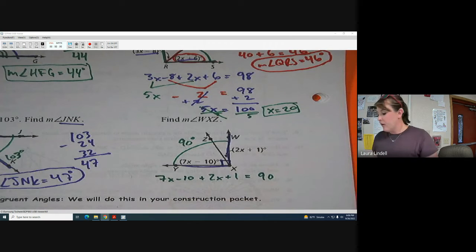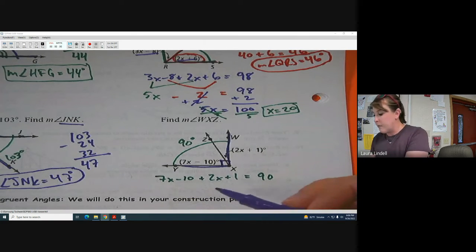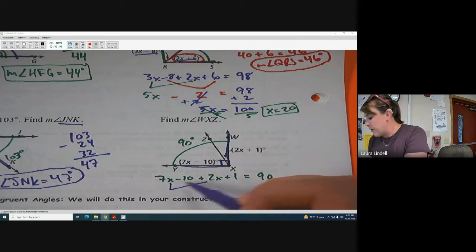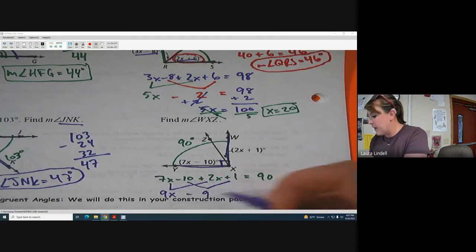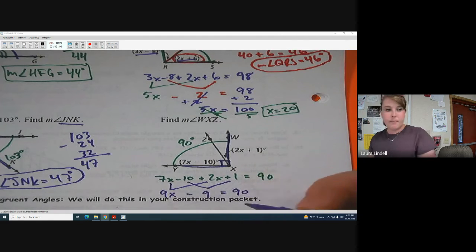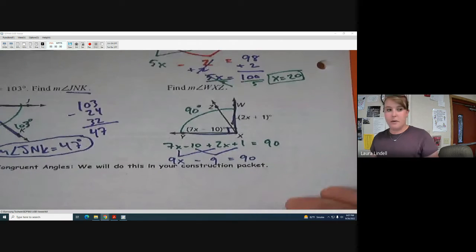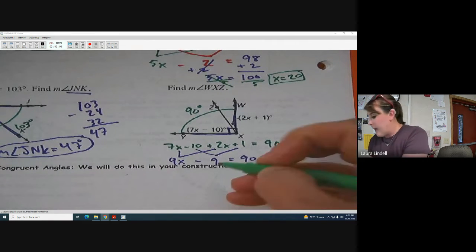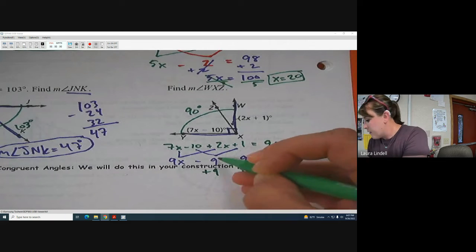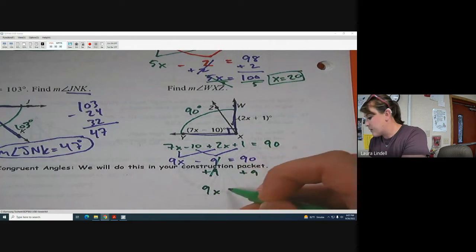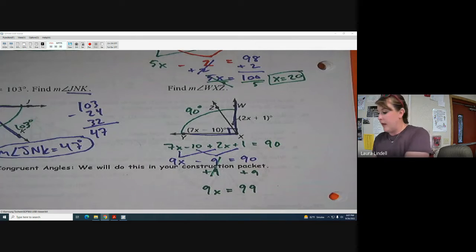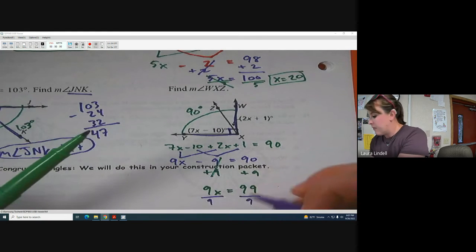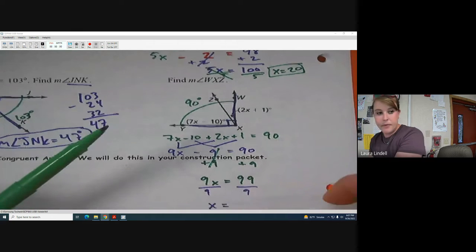So we're going to go 7x minus 10 plus 2x plus 1 equals 90. Okay, so then we're going to combine our like terms just like we did above. 7x and 2x gives us 9x. Negative 10 plus 1 gives us minus 9, and it's still equal to 90. All right, and I'm going to jump down below the words here. And I'm going to add 9 to both sides. So we get 9x equals 99. Lastly, I'm going to divide by 9 on both sides, and we get that x is 11.